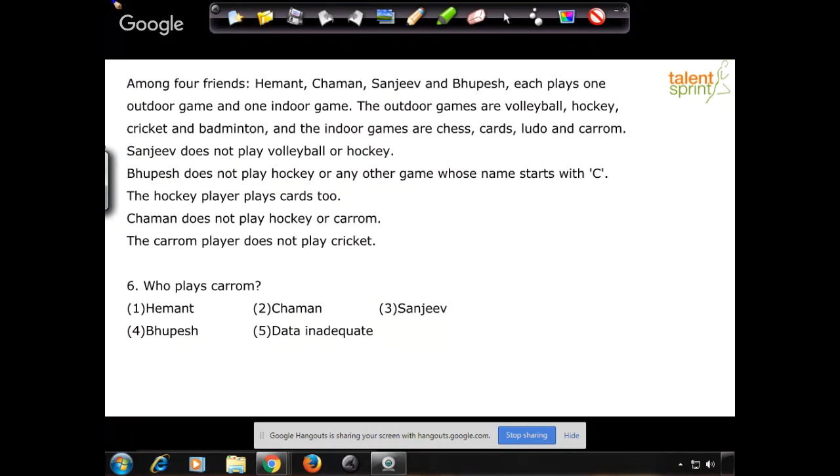So let us start by chalking this out once again in a diagram, because like I said, diagrams hold the key in logical reasoning questions. So these are the 4 friends that we are talking about here. There's Hemant, there is Chaman, there is Sanjeev, and then there is Bhupesh. And we are talking of 2 categories of games, outdoor games and indoor games. Now let us start by reading the first statement. Sanjeev does not play volleyball or hockey. So Mr. Sanjeev, no volleyball for the gentleman and also no hockey for him.